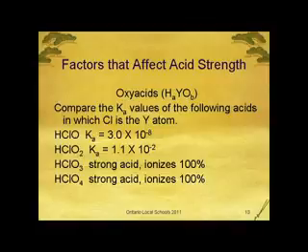And when we look at 2 other acids, for instance, H2SO3, sulfurous acid, and H2SO4, sulfuric acid. Sulfuric acid is a strong acid that ionizes the first hydrogen 100%. H2SO3 is a weaker acid. So these are things that we can predict when we're given acids to compare in terms of strength.